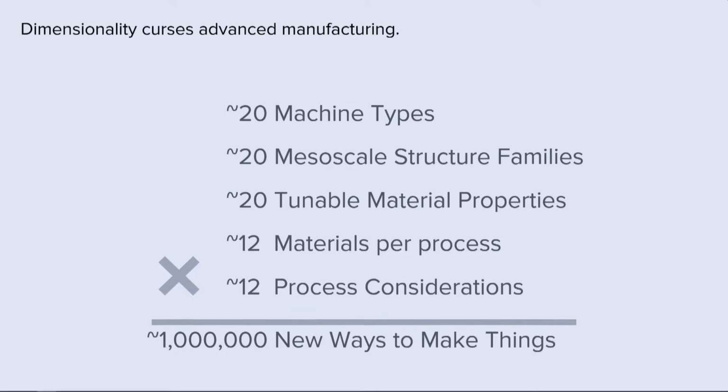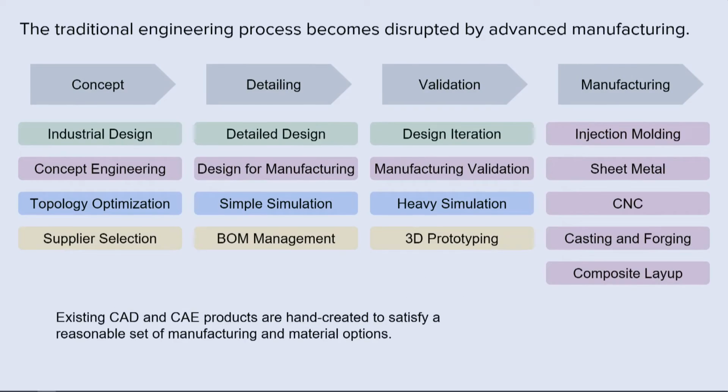So if you wanted to claim that you really understood the landscape of additive manufacturing, you would have to understand a million different ways of putting things together. That's how the combinatorics work out. No one will ever do this. You will not go to school and learn all of this stuff. There's something else going on.